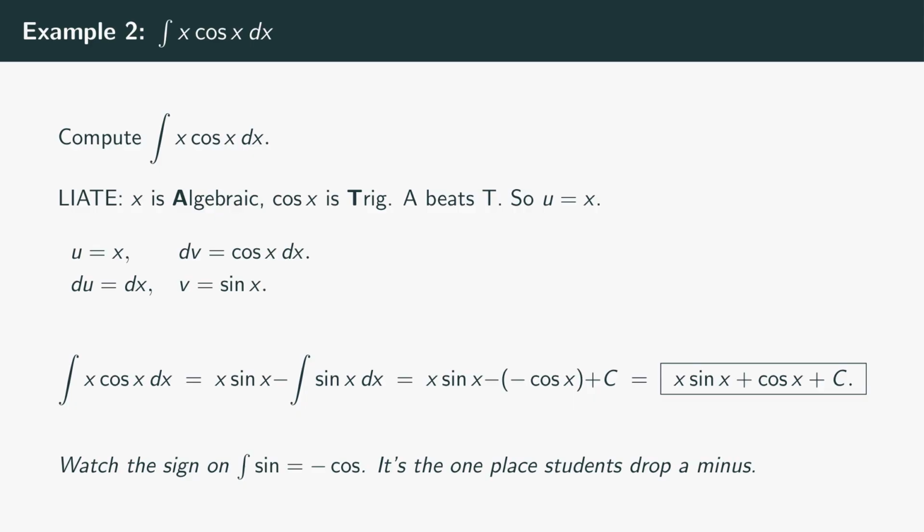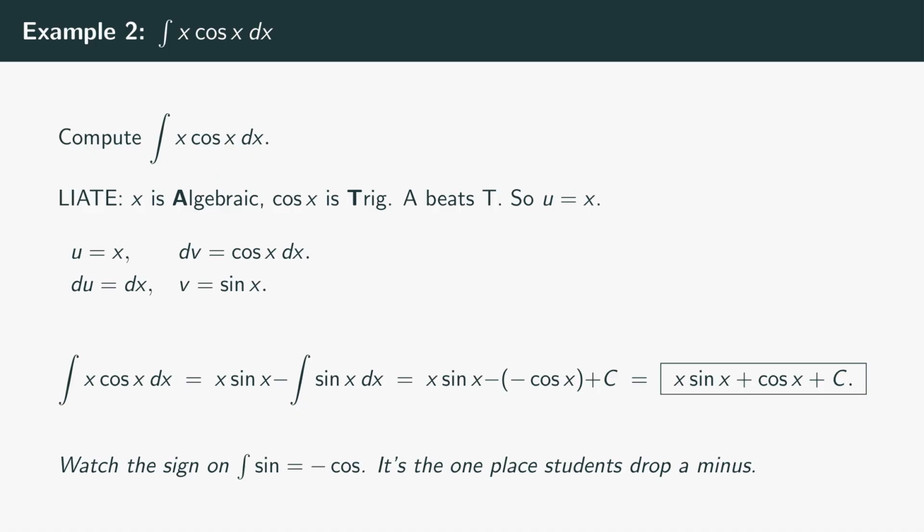Second example, same flavor. Compute the integral of x times cosine x dx. LIATE again. x is algebraic, cosine x is trig. A before T, so u equals x and dv equals cosine x dx. du equals dx and v equals the antiderivative of cosine x, which is sine x.